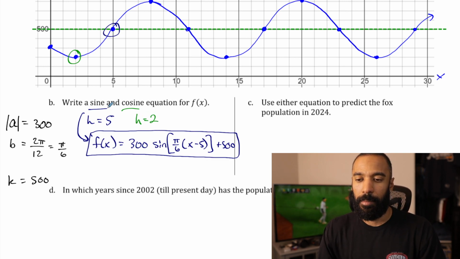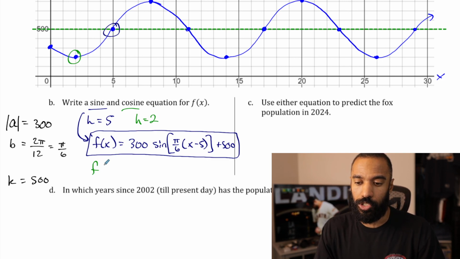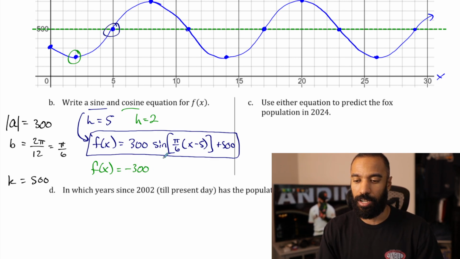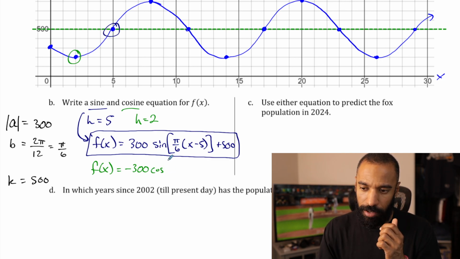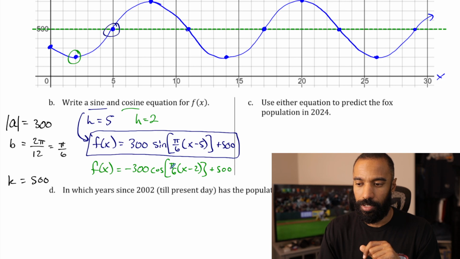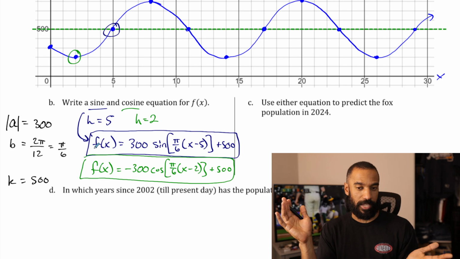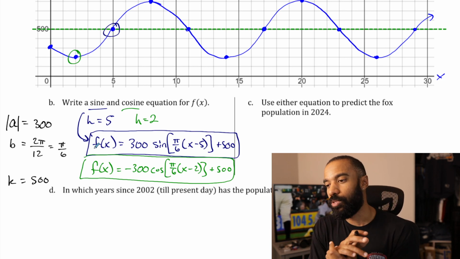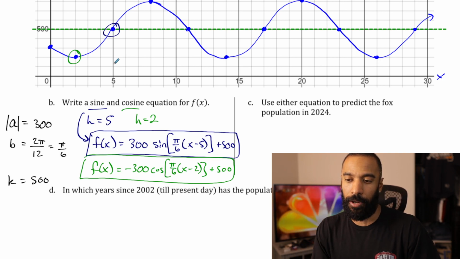H is 2. And remember, these are years. It's not 2004. 2004 is 2 years from 2000. So this will be f of x equals negative 300 as we start below on cosine instead of above. It's not about going up. It's about its placement. Times the cosine of, same stuff, pi over 6 times the quantity x minus 2, plus 500. Both equations are the same exact graph. Right? All right, use either equation to predict the fox population in 2024, so 2 years from now.